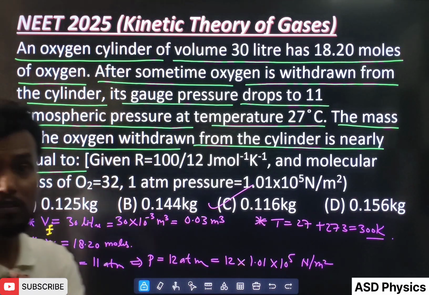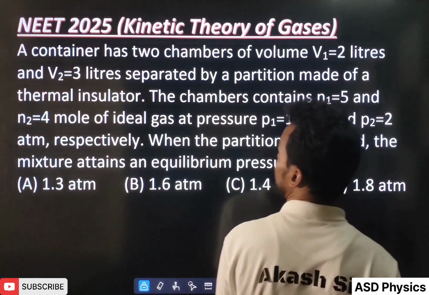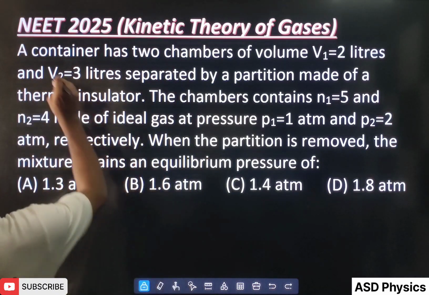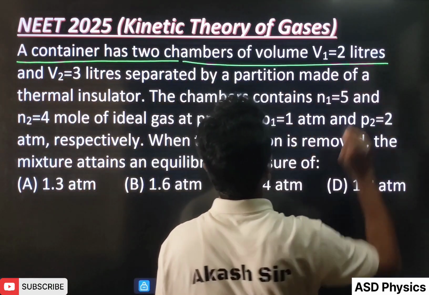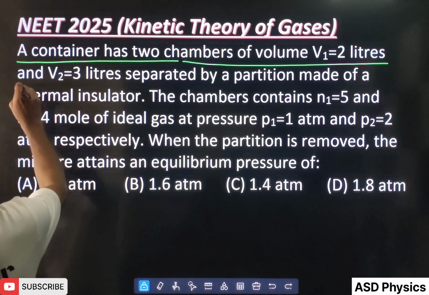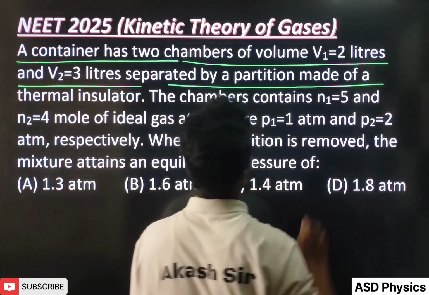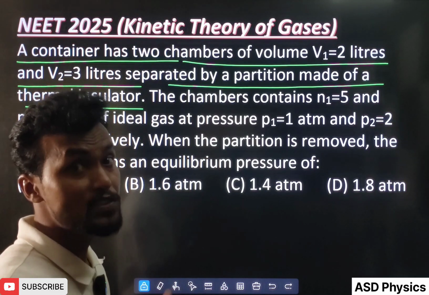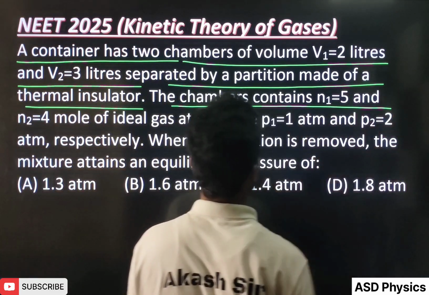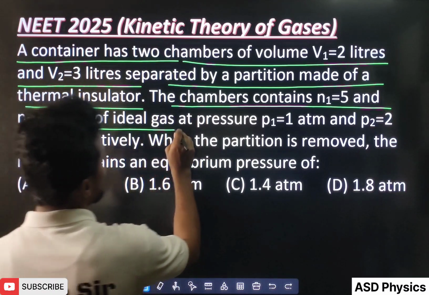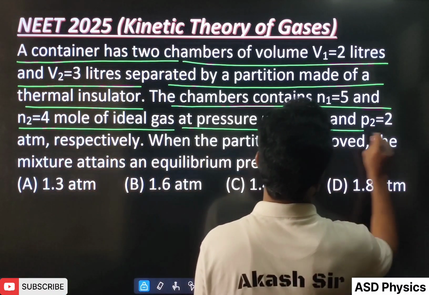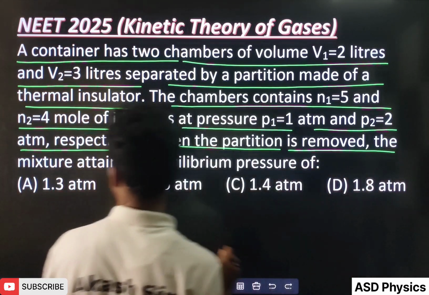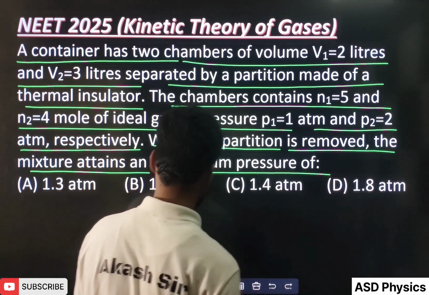See, in how beautiful a way we are solving this. Great. Now, students, next one, see this one. Again, a kinetic theory of gases question. A container has two chambers of volume V1 equal to 2 liter and V2 equal to 3 liter, separated by a partition made of a thermal insulator. That means heat cannot transfer from one chamber to another chamber. The chambers contain N1 equal to 5 and N2 equal to 4 moles of gas at pressure P1 equal to 1 atm and P2 equal to 2 atm respectively. When the partition is removed, the mixture attains an equilibrium pressure of how much?